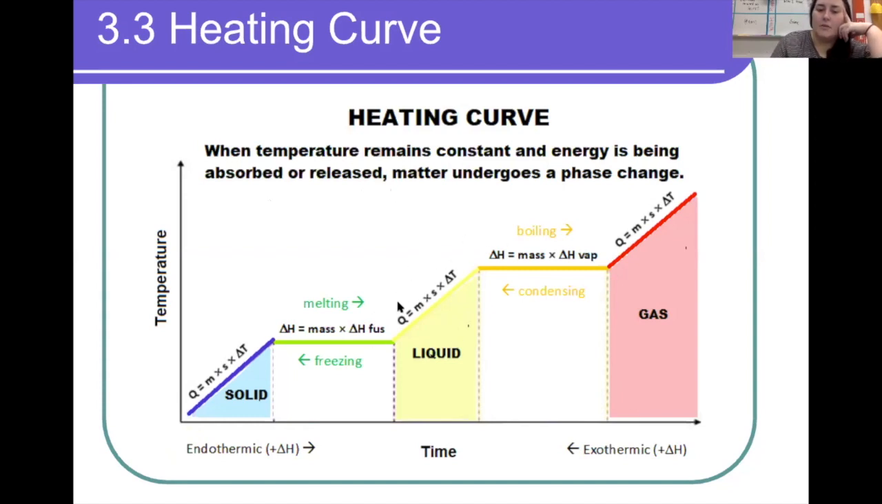Some of us had a little bit of exposure to the equation Q equals m times specific heat times change in temperature, or delta T. That equation allows us to measure the change within that phase. I don't think I'm going to go into detail about change in H vaporization or change in H fusion. That's more for upper level chemistry classes.